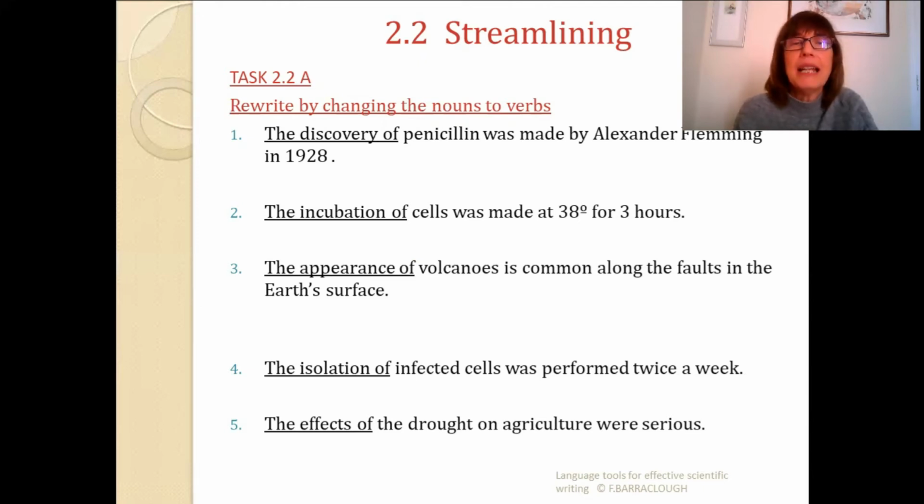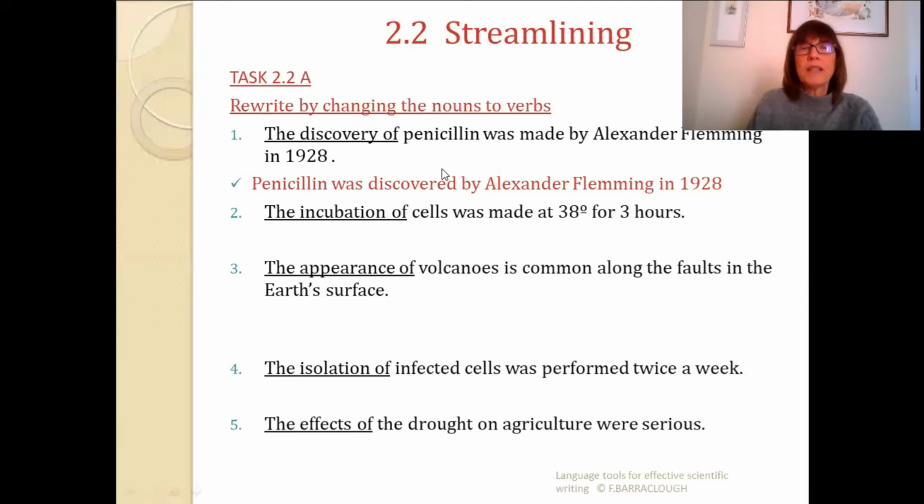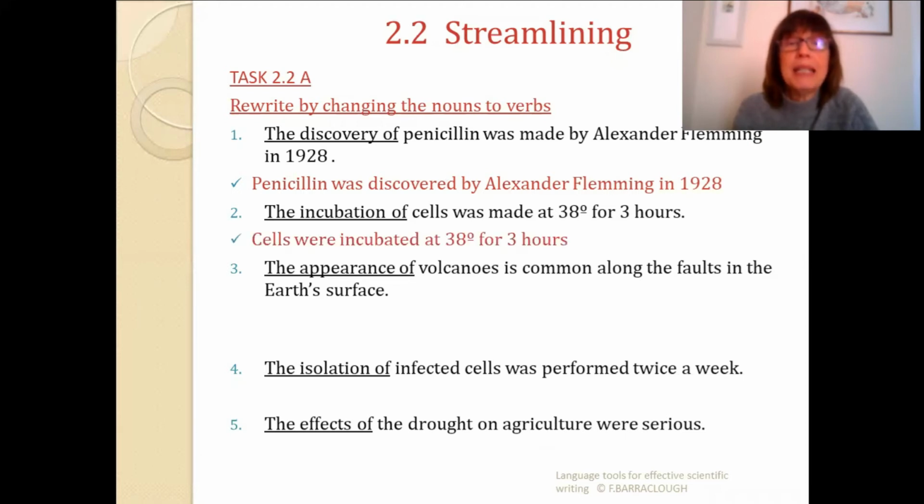Okay, so let's have a look at the first one. The discovery of penicillin was made by Alexander Fleming in 1928. Penicillin was discovered by Alexander Fleming in 1928. Or if you want to focus on Fleming, Fleming discovered penicillin in 1928. The incubation of cells was made at 38 degrees for 3 hours. Cells were incubated at 38 degrees for 3 hours.